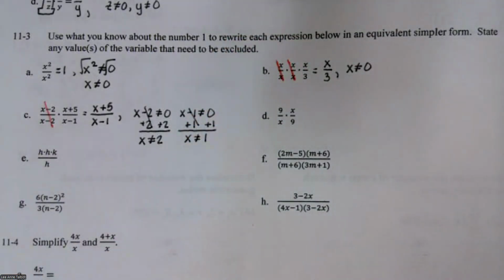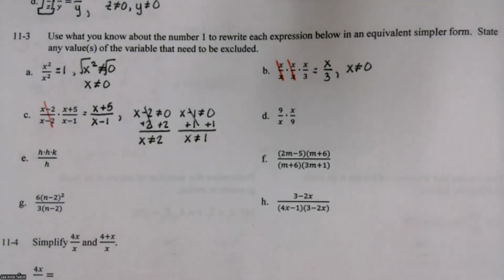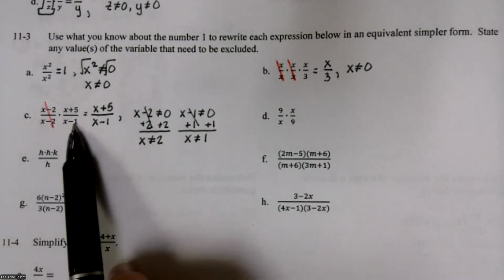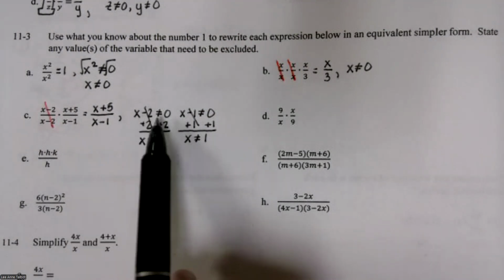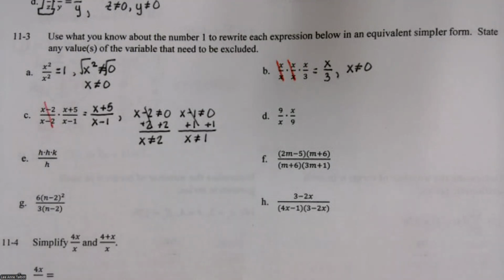Okay, now I have a lot of people in this class that are advanced. If you can state the excluded values without showing work, that's totally fine. So if you can look at this and say x cannot equal 2, x cannot equal 1, that's totally fine. You don't need to show all of this work. I'm doing it because I don't want to hear, where'd the positive 2 come from? Where'd the positive 1 come from? And so I'm just doing all the work.